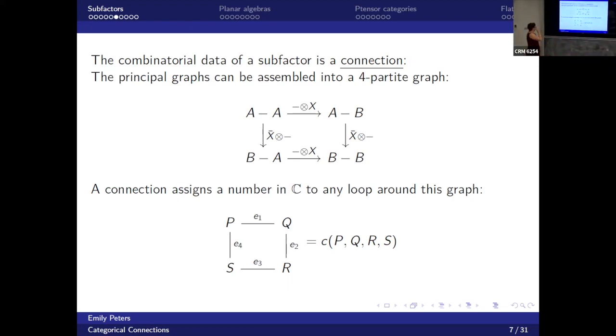If you think about the principal graphs, it maybe makes more sense to think about this as a single 4-partite graph instead of 2 bipartite graphs. We have AA bimodules, AB bimodules, BA bimodules, and BB bimodules. We can move between these in both directions, but I've just put arrows representing which kind of tensor with the generator we're doing to move. This is a notation that I'll use throughout. When I write X, I mean B as an AB bimodule.